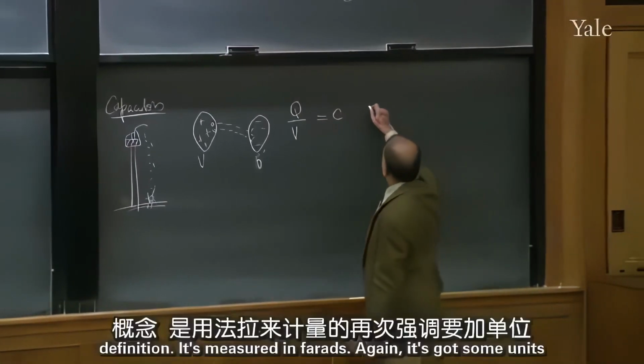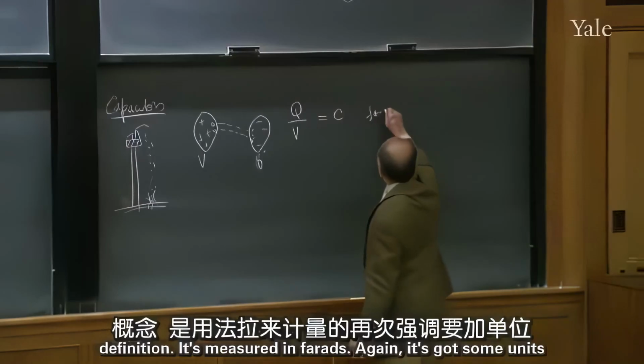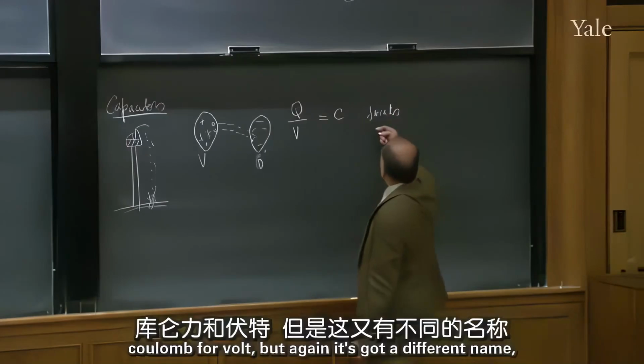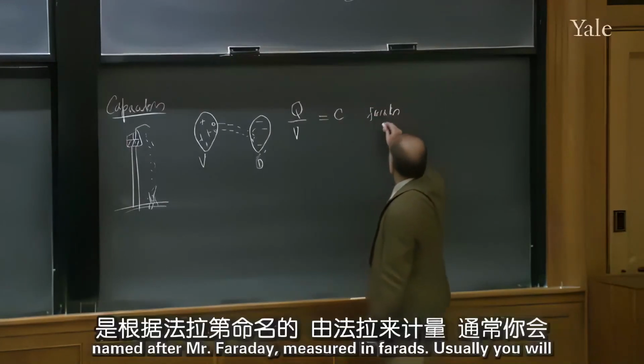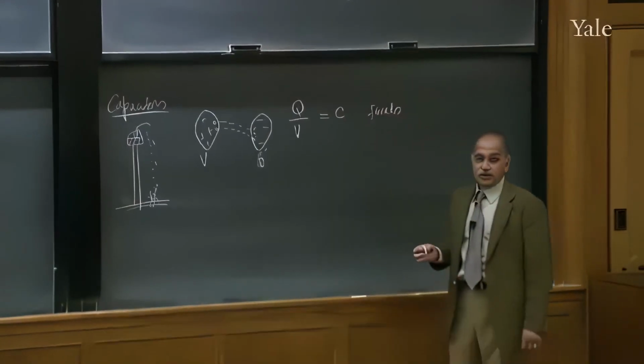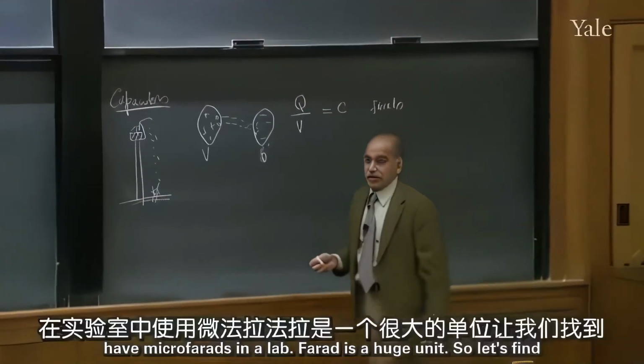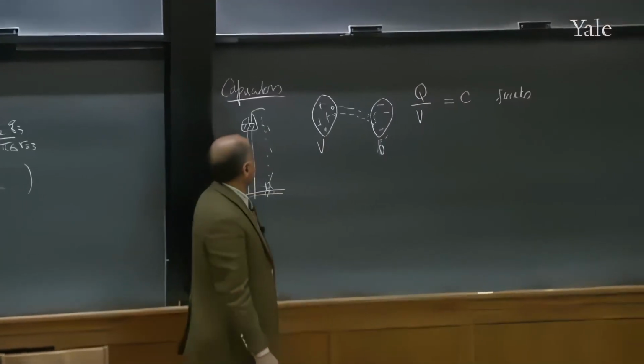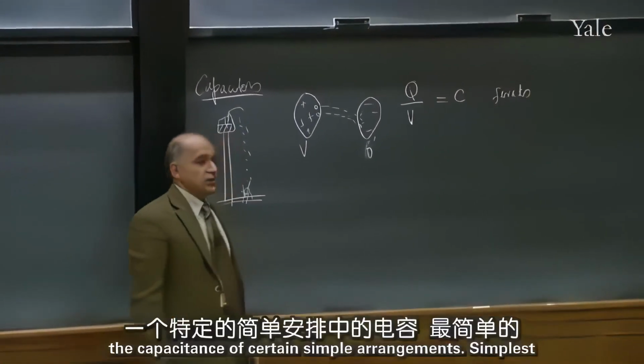That's the definition. It's measured in farads. Again, it's got some units, coulombs per volt, but it's got a different name, named after Mr. Faraday, measured in farads. Usually, you will have microfarads in a lab. A farad is a huge unit. So let's find the capacitance of certain simple arrangements.